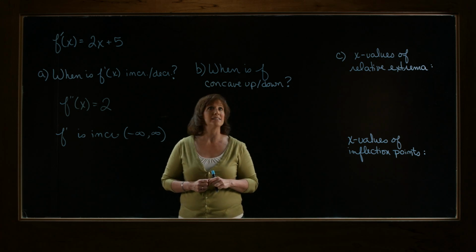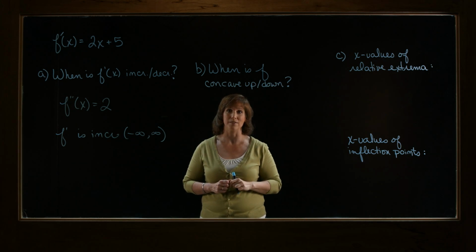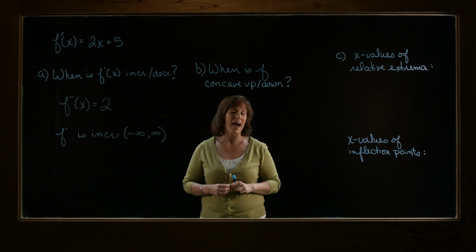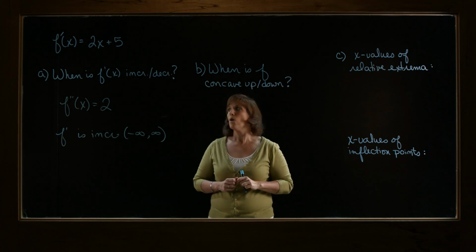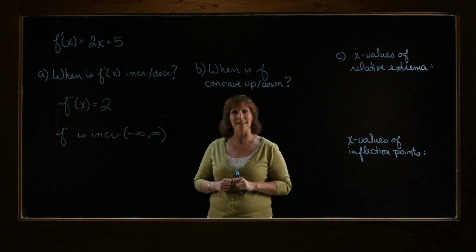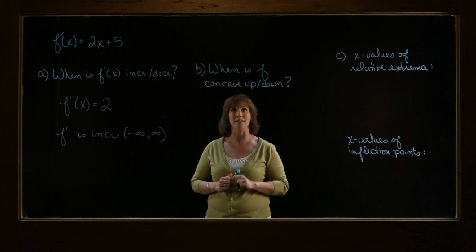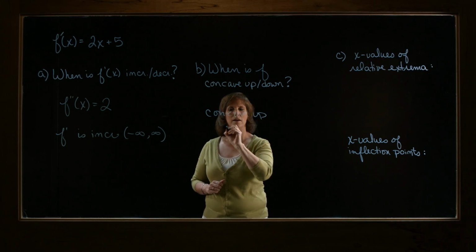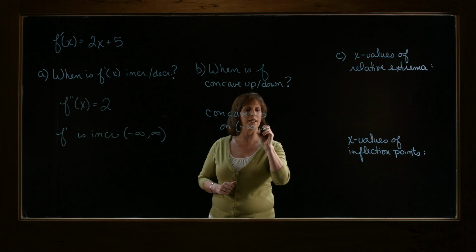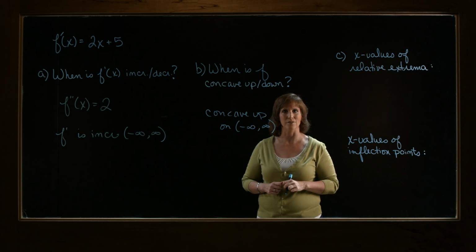The second question asks us, when is f, not f prime, but f, concave up and concave down? So we know we can determine concavity by looking at the second derivative of the original function. Right? Well, we've actually already calculated that in part A, and we know that the second derivative is 2. Functions are concave up when the second derivative is positive. So our function is concave up from negative infinity to positive infinity. In other words, everywhere. It's never concave down.